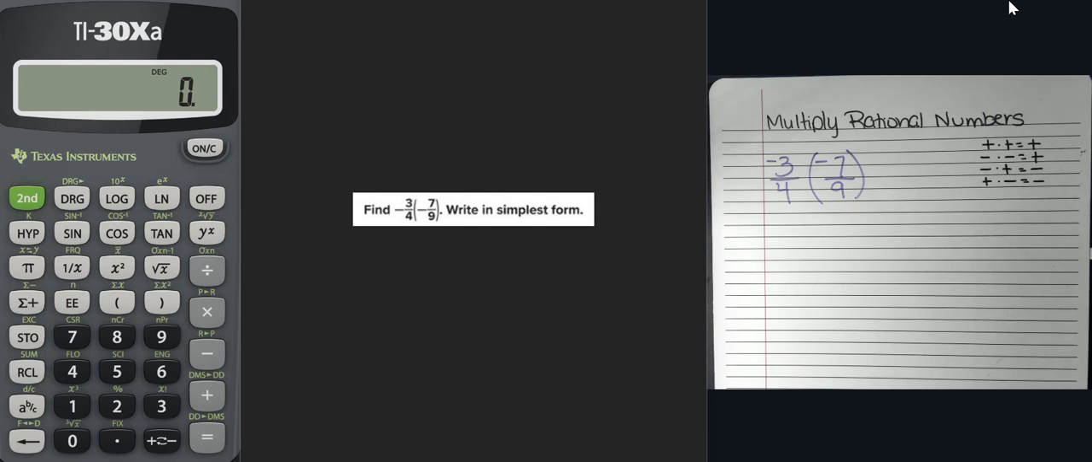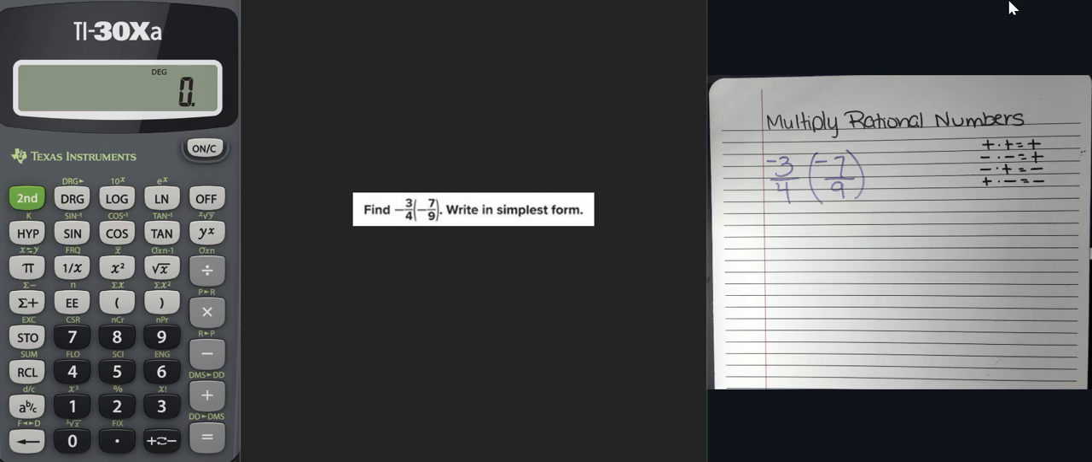All right, so in our upcoming lessons, we're going to be multiplying rational numbers. So in this problem, we want to find what the product is of -3/4 multiplied by -7/9. And we are going to write it in its simplest form. So before we get started, let's first review what we know about fractions.